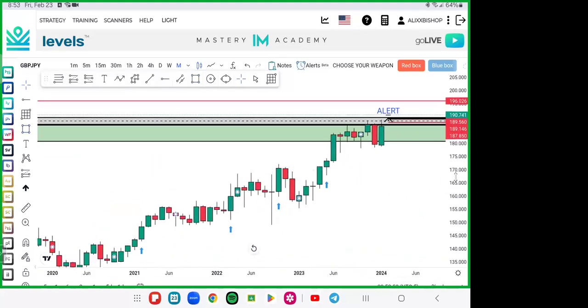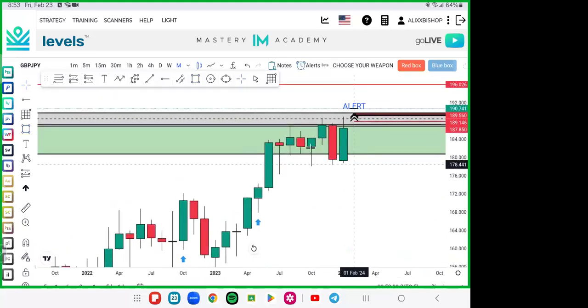So look at what it's doing. It's literally toying with you, and it's been doing this for a couple months. 1, 2, 3, 4, 5, 6, 7, 8. 8 months it's been in this zone now. So let's go ahead and drop back down.